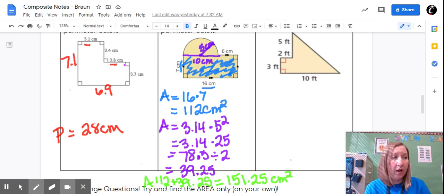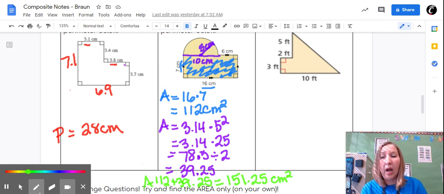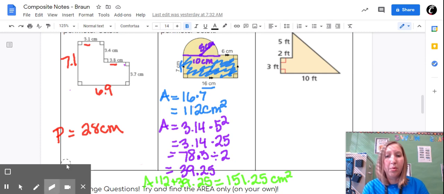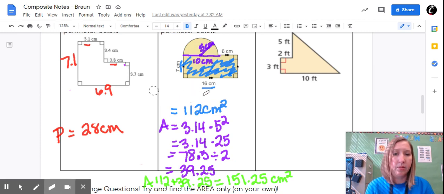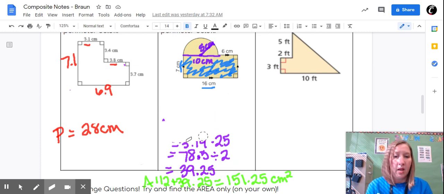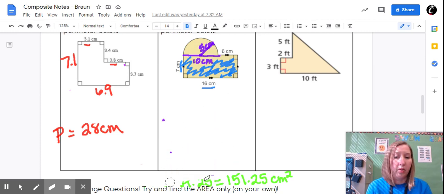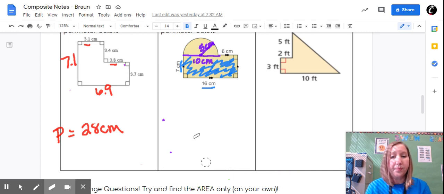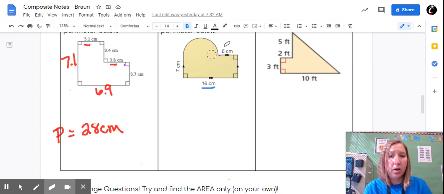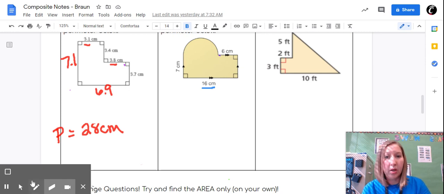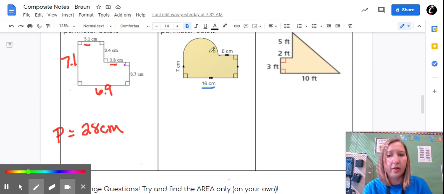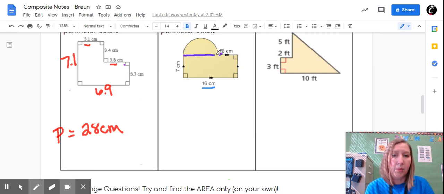Okay, so now I found my area. I want to find my perimeter. So I'm going to come through here and erase my area. And we're going to look at perimeter. Remember, perimeter is the distance around the outside. And when we have a semicircle or a half circle here, we want to make sure that when we are finding our perimeter, we're actually finding the circumference for that half circle. So again, I had my diameter across here, which we had said was 10 centimeters.